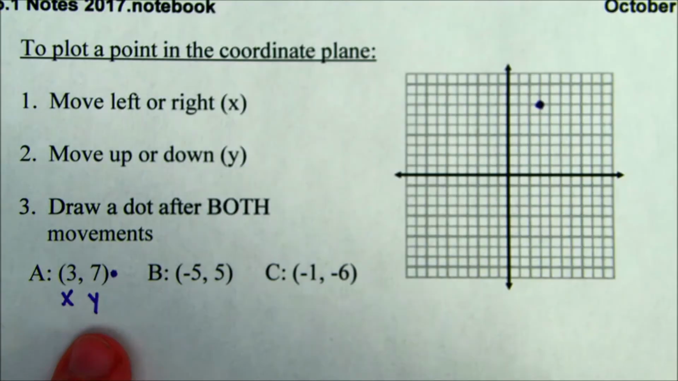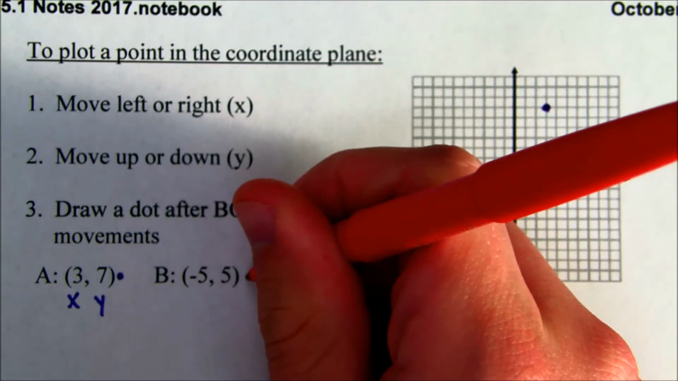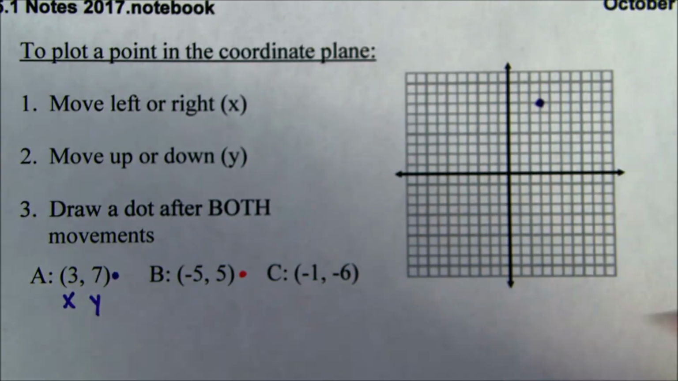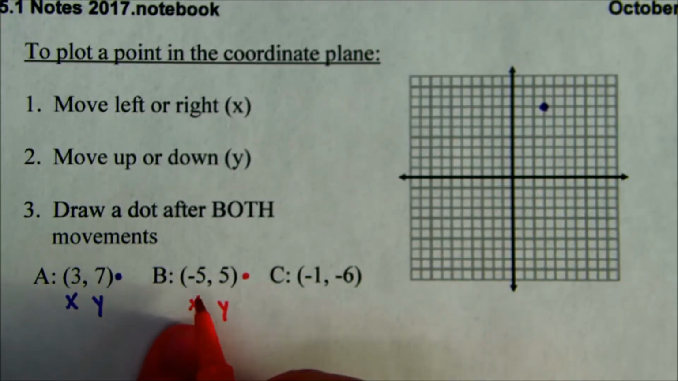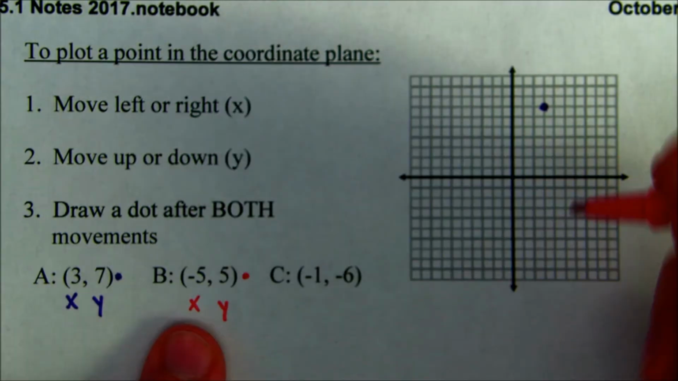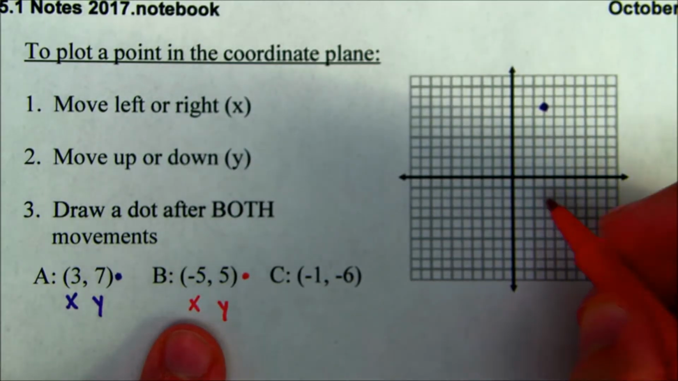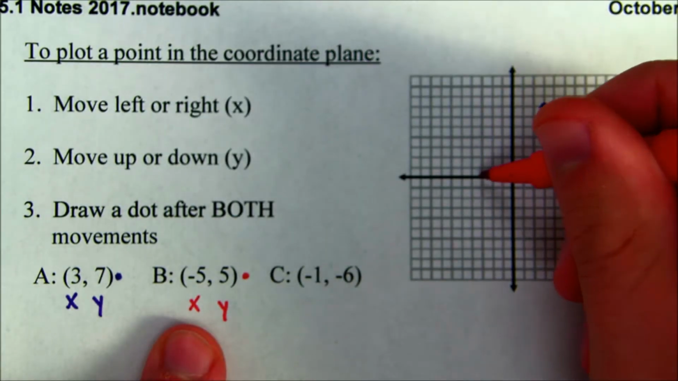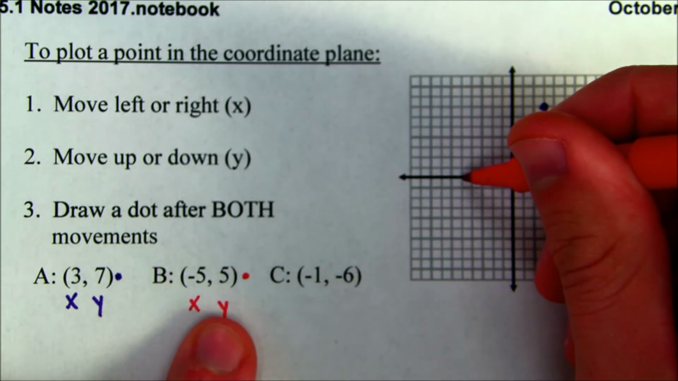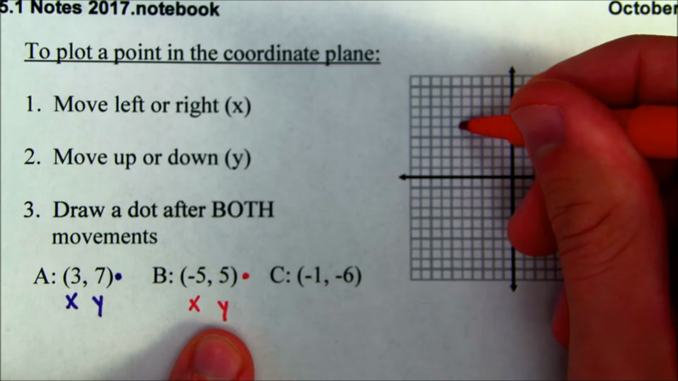Let's try another one. So I have the point negative 5, 5. Again, I'm going to label this is x, this is y. Now a negative x tells me to go left. So I'm going to start here, what is called the origin. I'll talk more about that in a little bit. From the origin, I'm going to go left 5. 1, 2, 3, 4, 5. Then the y again tells me to go up 5. 1, 2, 3, 4, 5. And that's the point negative 5, 5.